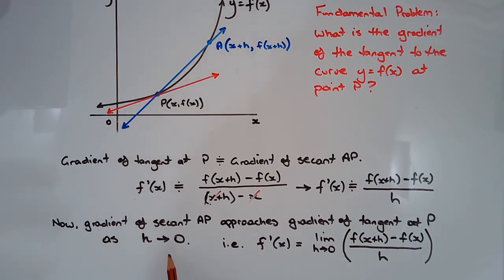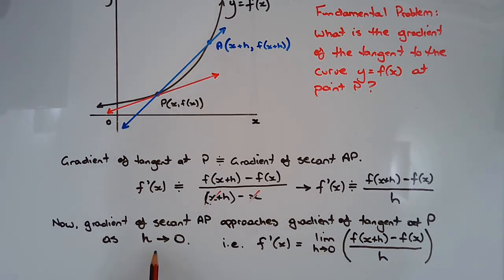We have another fundamental issue that now comes up. What happens if you make h 0 here? Well, you've got a run of 0, and that creates a problem in itself. You can't have division by 0. So therefore, we have this limit operator that will help us in this process.